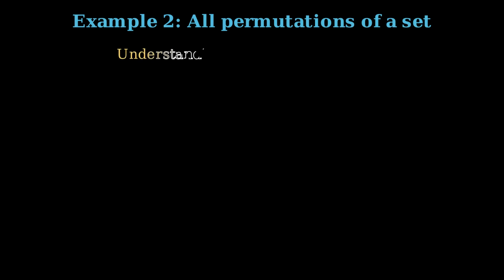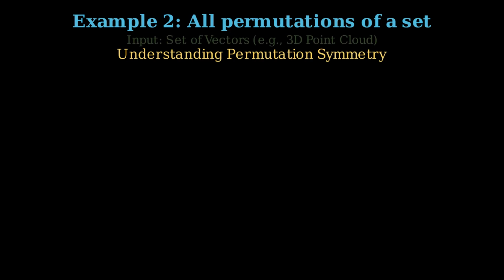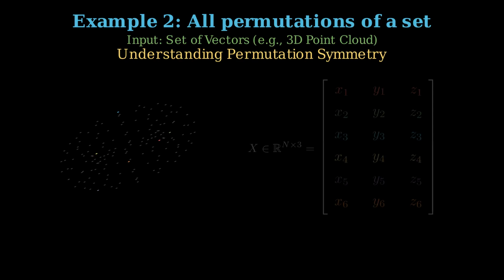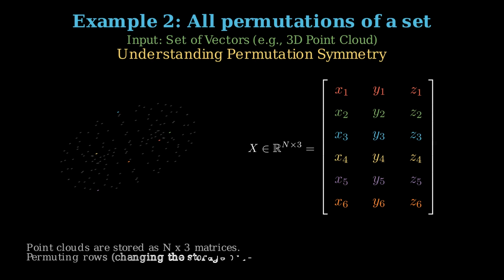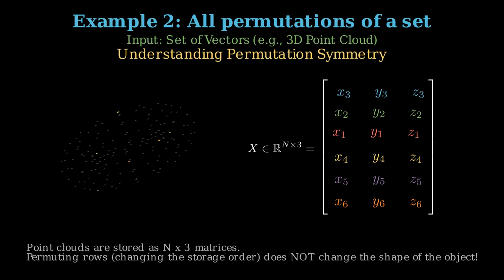Next, let's explore example number 2, all permutations of a set, and understand permutation symmetry. Consider an input consisting of a set of vectors, such as a 3D point cloud representing an object. We can represent this point cloud as an n by 3 coordinate matrix. Let's track a few specific points. Notice that if we permute the rows, meaning we change the order in which the points are stored in memory, the physical shape of the object remains completely unchanged.